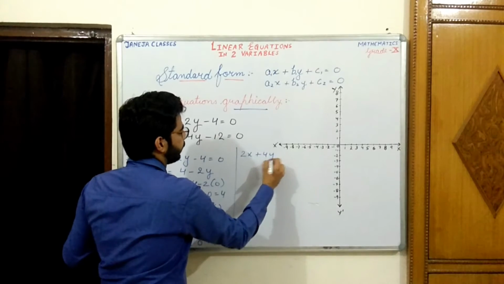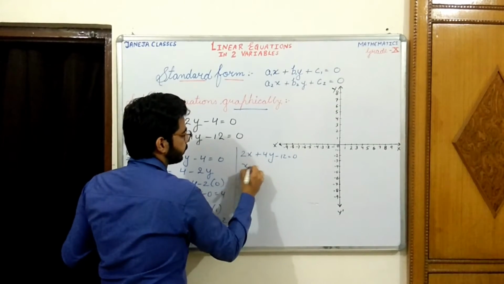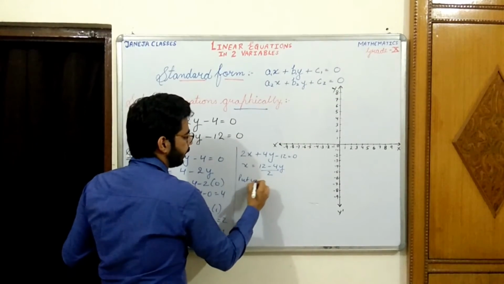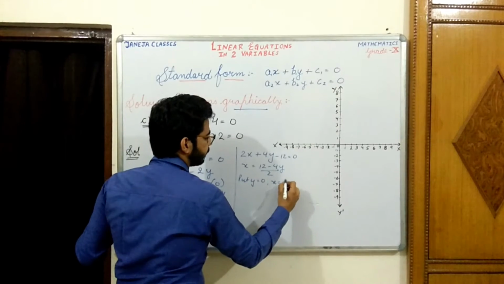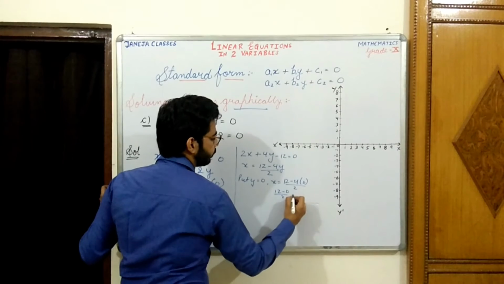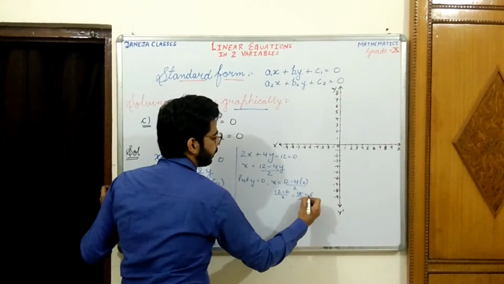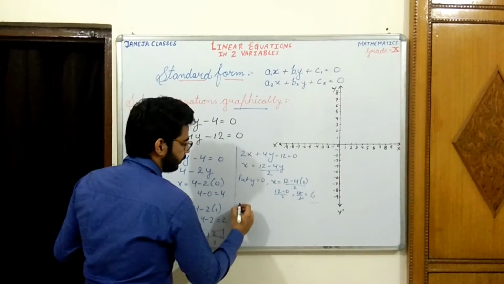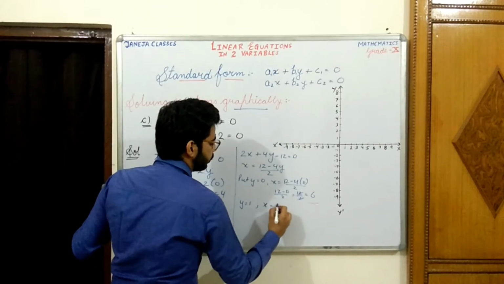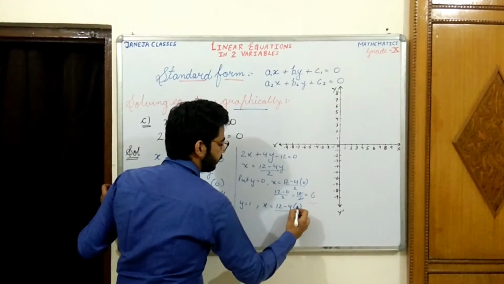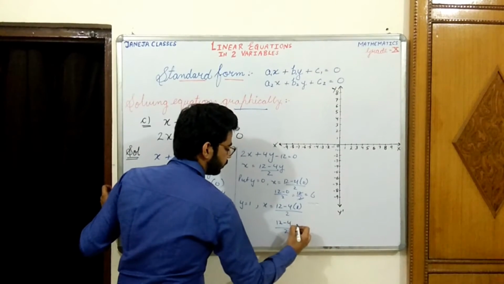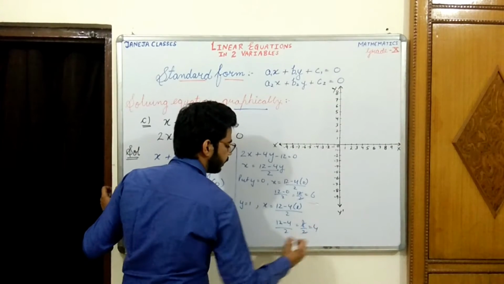2x plus 4y minus 12 is equal to 0. Let us write x equals 12 minus 4y upon 2. Put y equals to 0, so 12 minus 0 by 2, it will be 12 by 2, ultimately it is equal to 6. After that let y be equal to 1, then it will be 12 minus 4, in place of y we have to put the value 1, after subtracting we will get 8, and after dividing we will get 4.